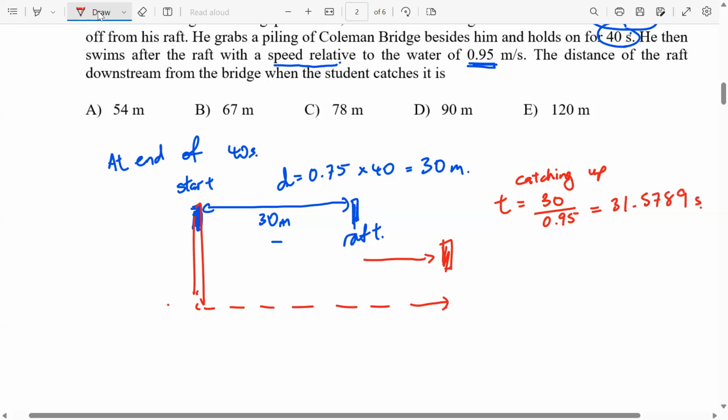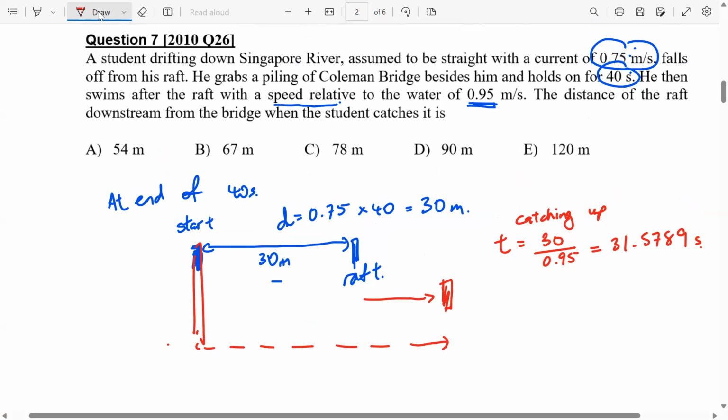So he needs to swim at this for this amount of time to catch up the rough. Now, what happens is that he's actually swimming 0.75 plus 0.95, which is actually 1.7 meters per second. But I'm using the relative speed because I don't know this distance. Okay, so it's easier to calculate this way.